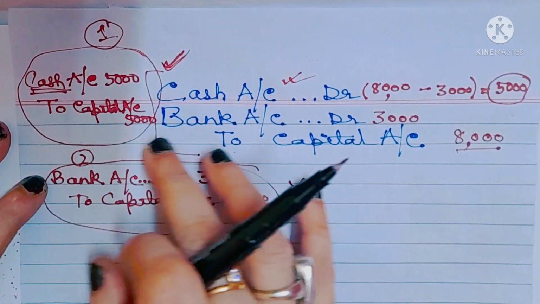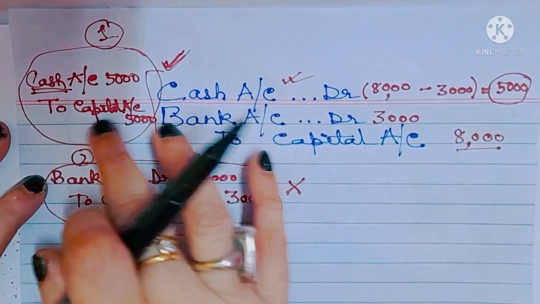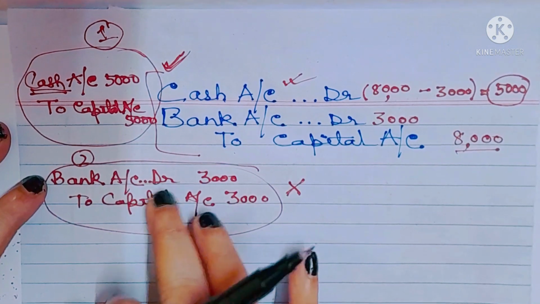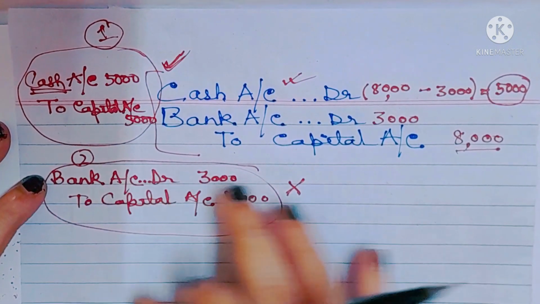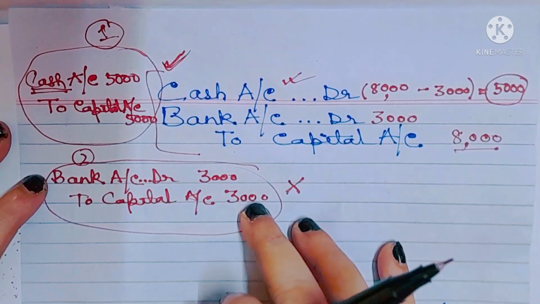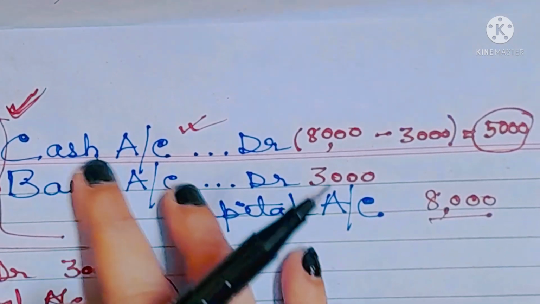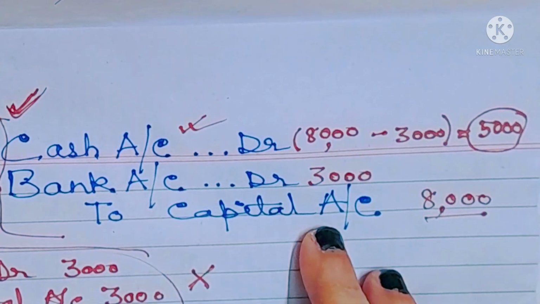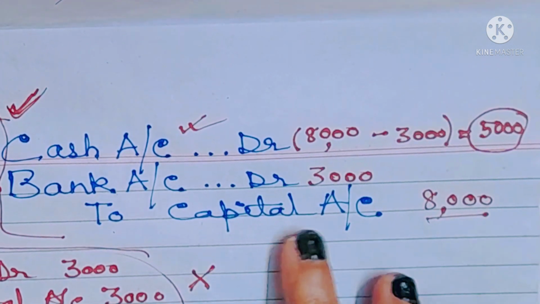The first simple journal entry, we have cash account debit to capital account 5,000. In another simple journal entry, we have bank account debit to capital account, there is no cash account. So this will not be recorded in a single column cash book. Okay. Cash account debit, bank account debit to capital account means the proprietor has invested 8,000 into the business.